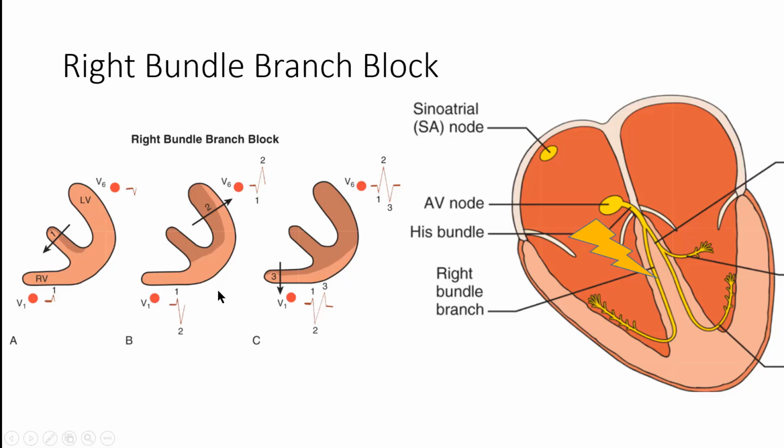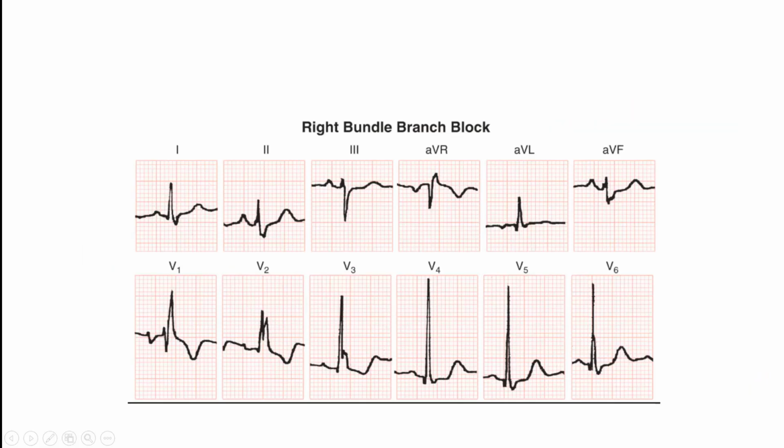Finally, the impulse does make its way around the detour, and so we do see the completion of the right ventricular depolarization, and here in V1 we can see that it is published as a second R wave or a prime R wave. Consequently, right bundle branch blocks are going to look something like this. We're going to have a QRS complex that's greater than 0.12 seconds, and then when we look at V1, we're going to see an RSR prime.